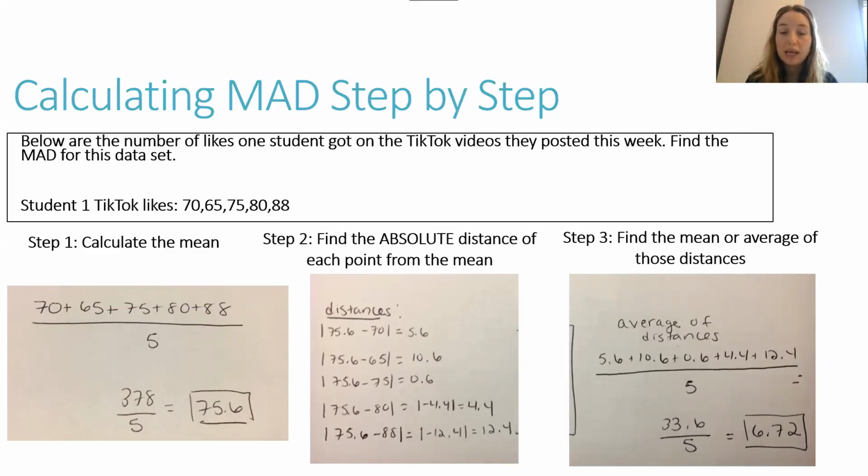When I do this last step and I add up all the distances and divide by 5, I get an answer of 6 and 72/100ths. And this represents the MAD, or the mean absolute deviation. Make sure you have this all down in your notes. We are going to be practicing this now, and you're going to be doing this on your own. So make sure you have a clear idea of each of these 3 steps so that you can replicate this process on your own.